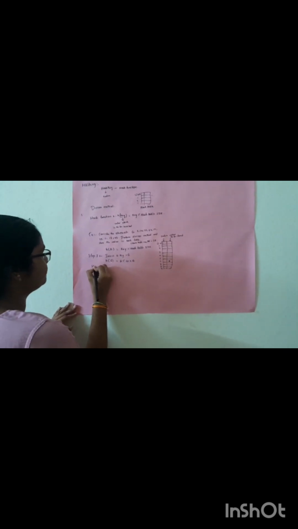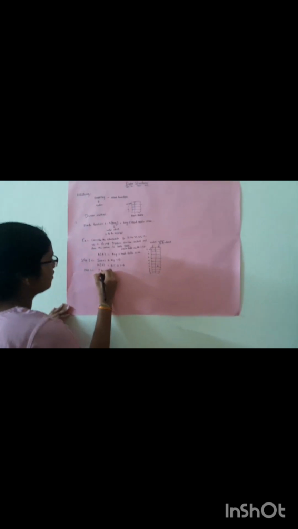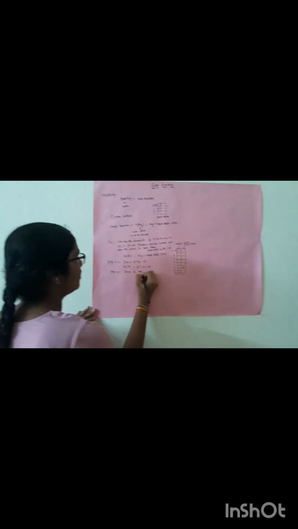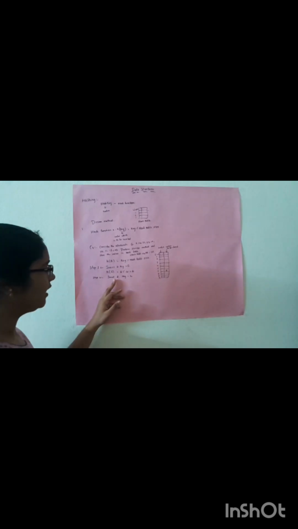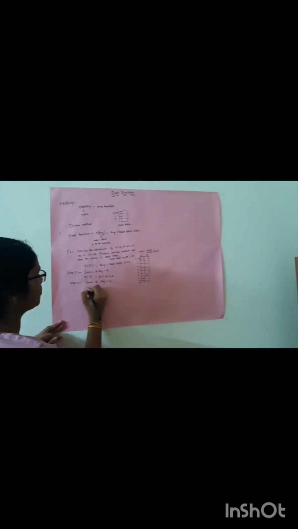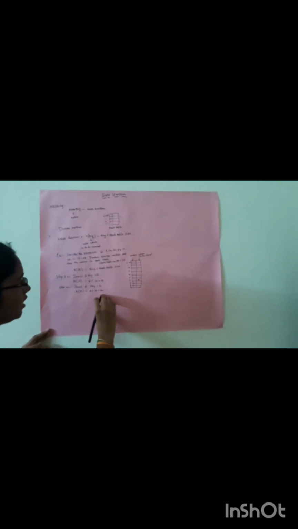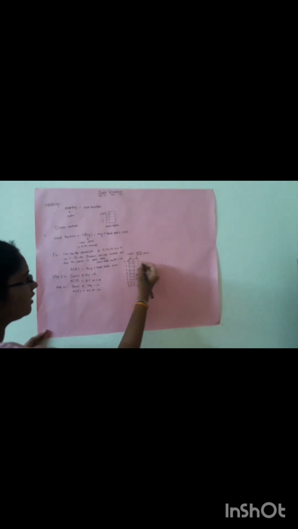Next, step 2. The next element is 2. Here key is equal to 2. Again we need to find the index value where 2 is to be stored using the hash function. So h of 2 equal to 2 mod hash table size 10. That means 2. Here 2 needs to be stored at the second index position. So 2.